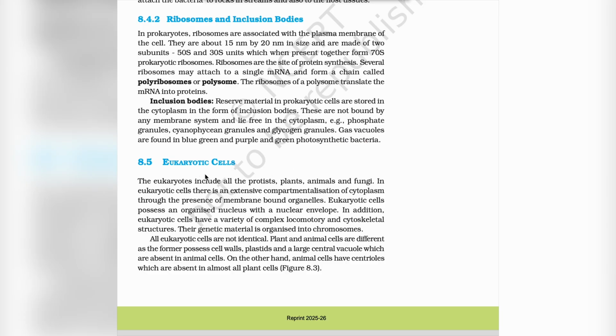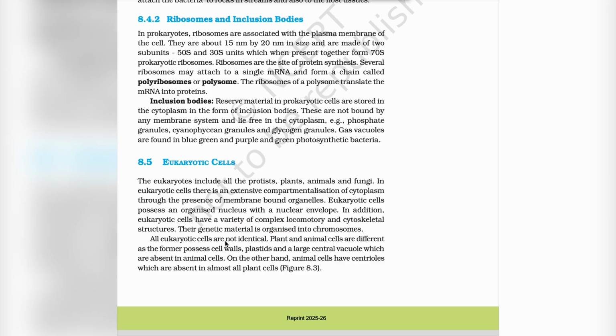Let's study eukaryotic cells. The eukaryotes include all the protists, plants, animals and fungi. In eukaryotic cells, there is an extensive compartmentalization of cytoplasm through the presence of membrane-bound organelles. Eukaryotic cells possess an organized nucleus with a nuclear envelope. In addition, eukaryotic cells have a variety of complex locomotory and cytoskeletal structures. Their genetic material is organized into chromosomes.